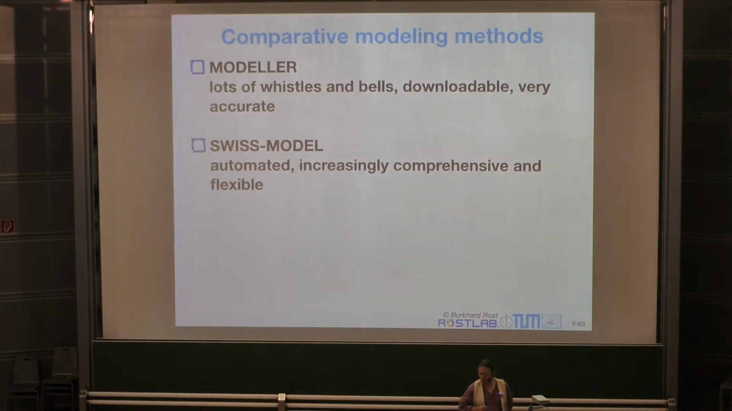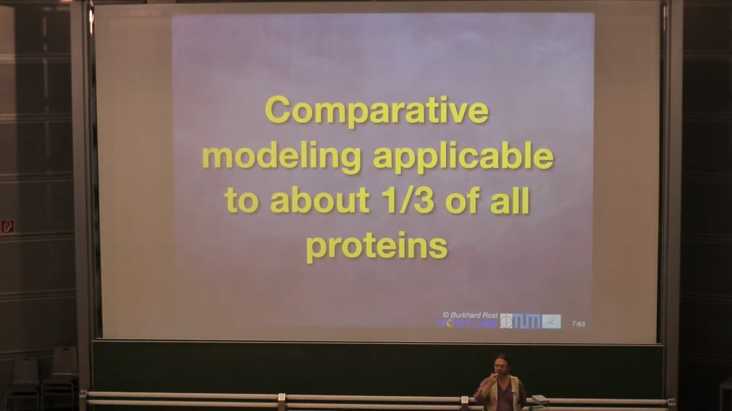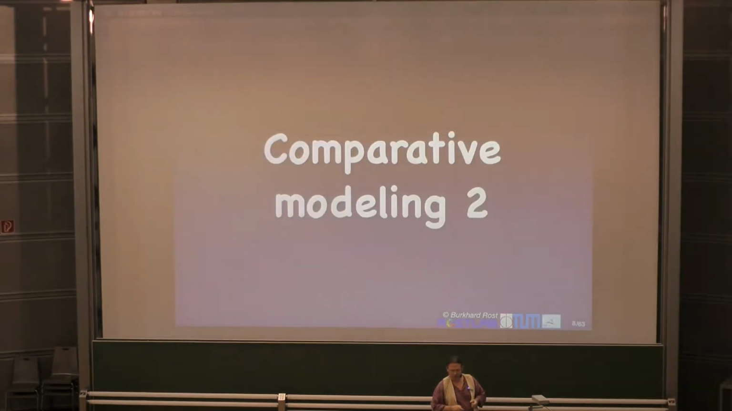The most used tools out there are Modeller and Swiss-Model. Modeller is available for download for more expert users. Swiss-Model is really for anybody, an internet web server. And comparative modeling is currently applicable for about 1/3 to 1/2 of all the proteins. As I said, we know 55 million sequences. For about half of them, or 1/3 of them, we can really use comparative modeling to find some region of a known structure that is similar. Okay?